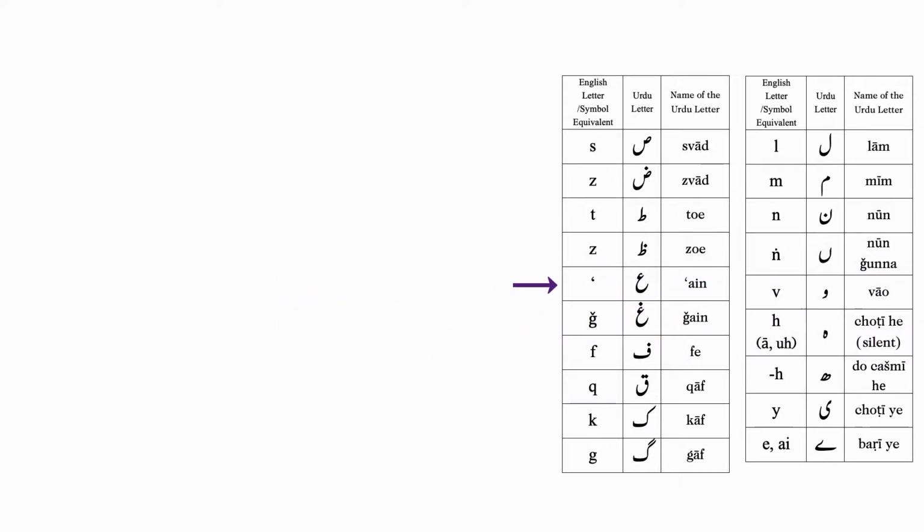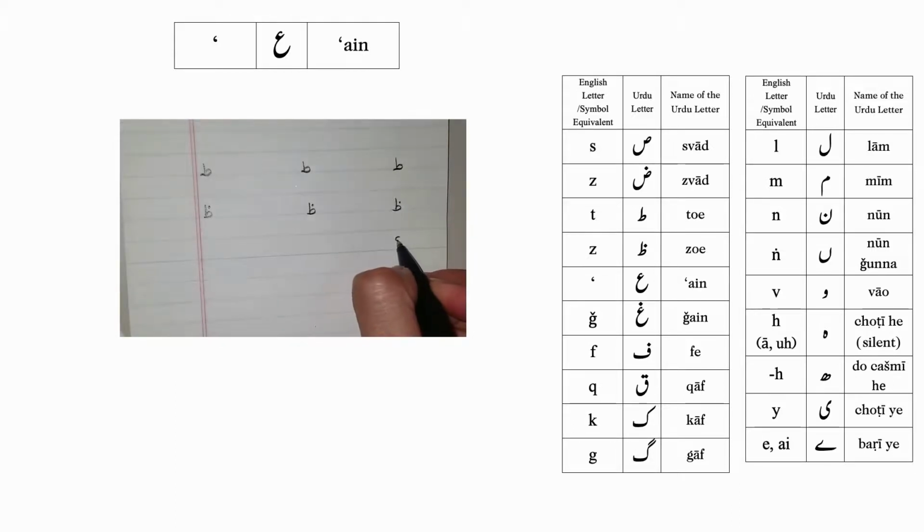Ain. In Arabic, ain has a guttural sound. It comes from the throat. But in Urdu, I've heard it different ways. I've heard it just say plain old ain. It's like saying pain without the P. Ain.